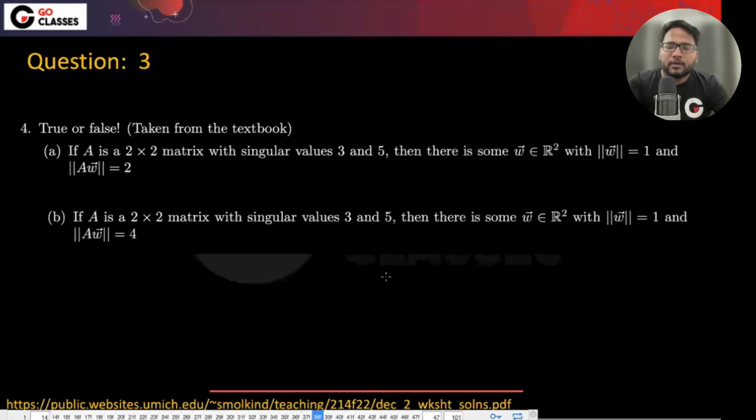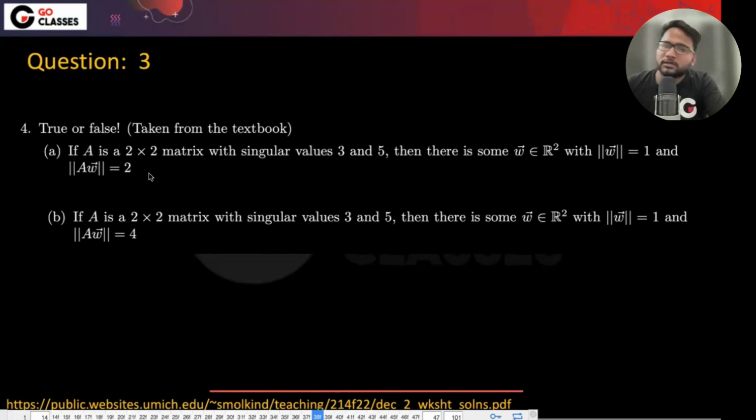Okay. So what this question is saying is that A is a matrix with singular values 3 and 5. Now A is a matrix, but are they claiming that A is a diagonal matrix? No, they're not claiming that. A is just a matrix, right? Then there's just some w. They're starting with the unit w, that's fine. And then they are saying that the length of Aw will be 2.